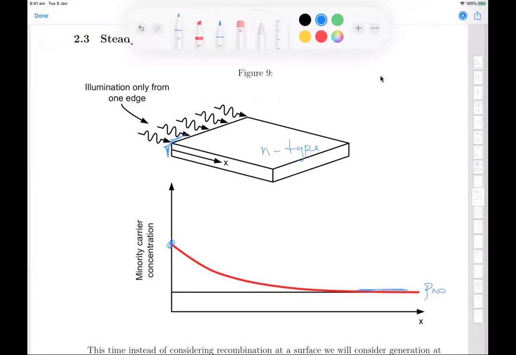Then, because we have an excess of carriers generated at this surface, there will be a diffusion current because of the population difference. And so we will get a movement away from the surface. We'll eventually get steady state, and we'll find that we will get high diffusion occurring here, and as we move away, the diffusion current drops down to 0.